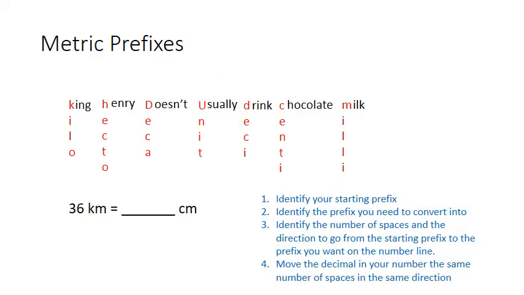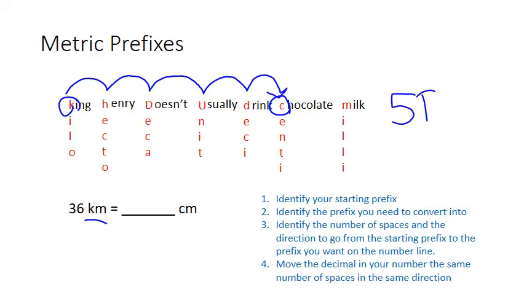Let's look at another example. This time we want to know how many centimeters in 36 kilometers. Again, we start with the prefix that we're given, which is kilometers, or K. We find the prefix that we want to convert into, in this case centimeters, and we count how many spaces between kilometers and centimeters. So 1, 2, 3, 4, 5 spaces, and we moved to the right.